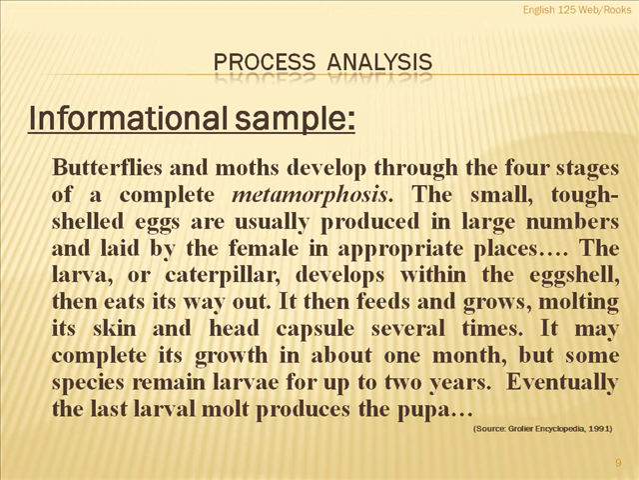Here's a sample of an informational type. Butterflies and moths develop through the 4 stages of a complete metamorphosis. A small, tough-shelled egg is usually produced in large numbers and laid by the female in appropriate places, and so forth. This is an informational process from an encyclopedia.